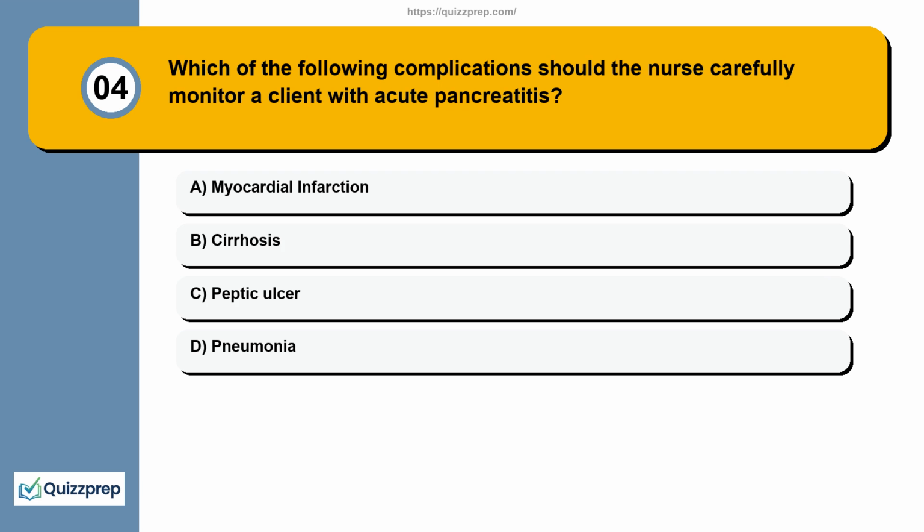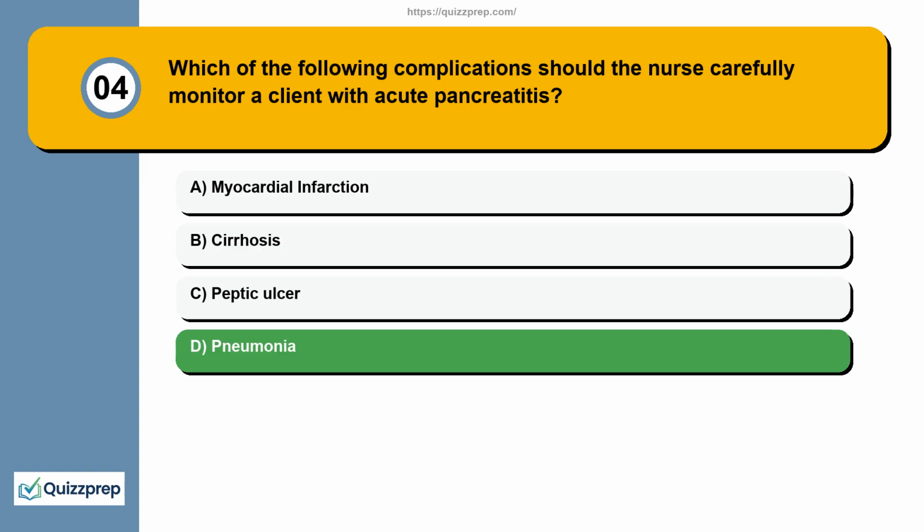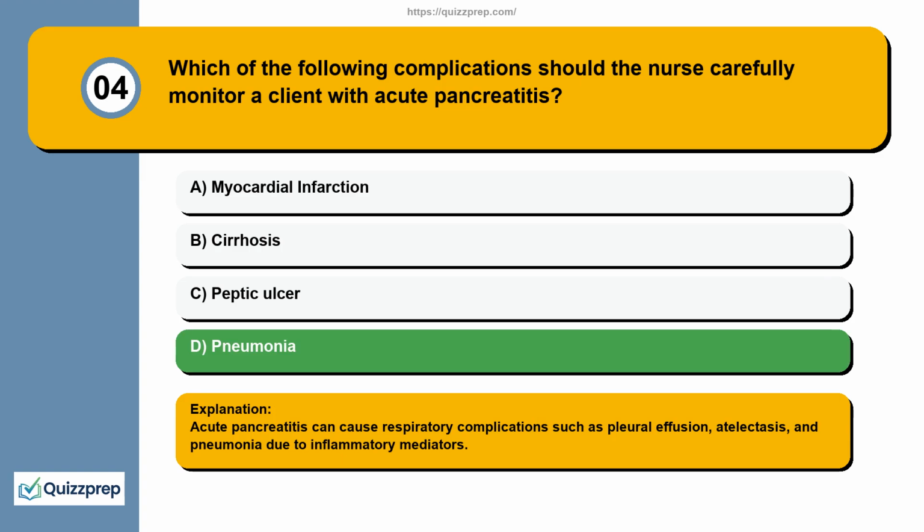Question 4. For which of the following complications should the nurse carefully monitor a client with acute pancreatitis? Myocardial infarction, cirrhosis, peptic ulcer, pneumonia. Acute pancreatitis can cause respiratory complications such as pleural effusion, atelectasis, and pneumonia due to inflammatory mediators.